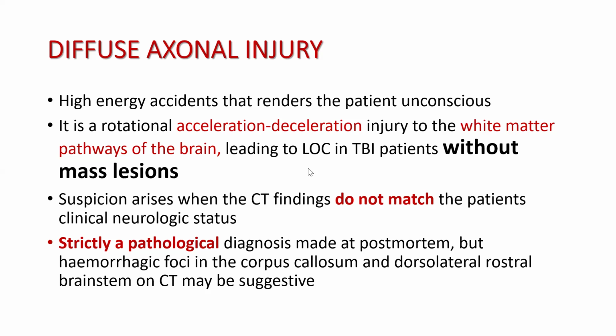So in diffuse axonal injury, the CT scan will not be normal, isn't it? You'll be seeing what? There will be cerebral edema, ischemia, but no mass lesions. You will be seeing ischemia and edema, but you will not be appreciating those hematomas.